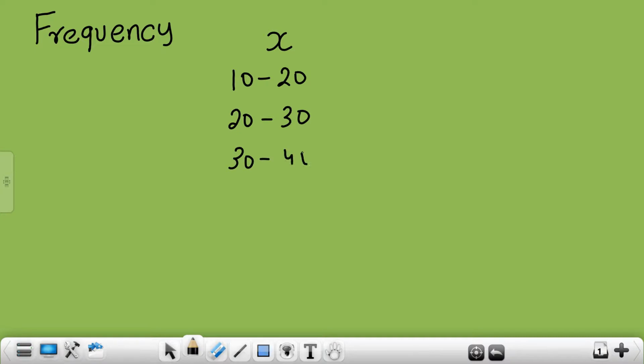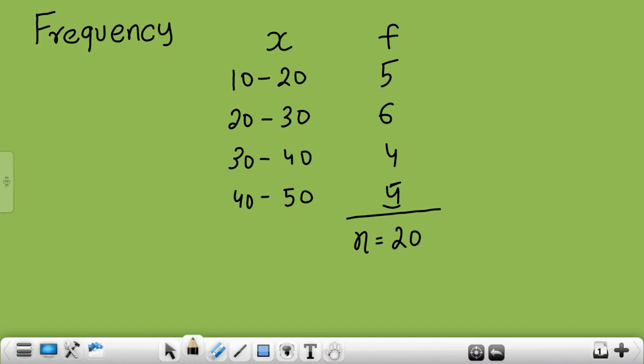Let us take an example. We have the values of x, and these are the class intervals given. The class intervals are between 10 to 20, 20 to 30, 30 to 40, and 40 to 50. And the number of observations seen in each class interval are given to be 5, 6, 4, and 5. The total number of observations that we have is 20.